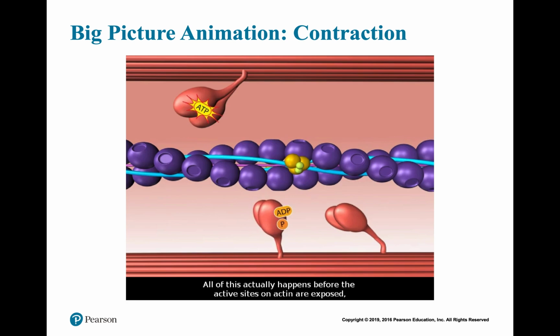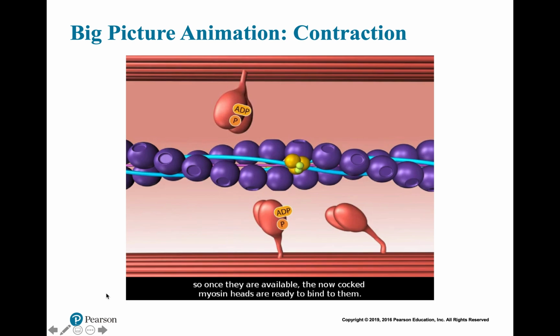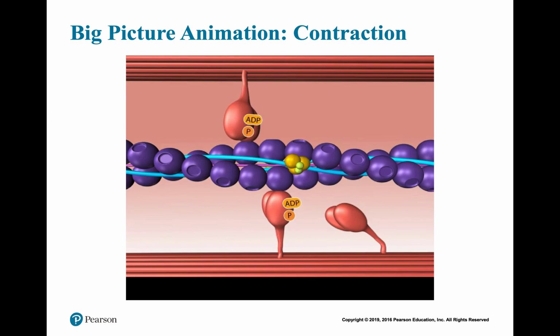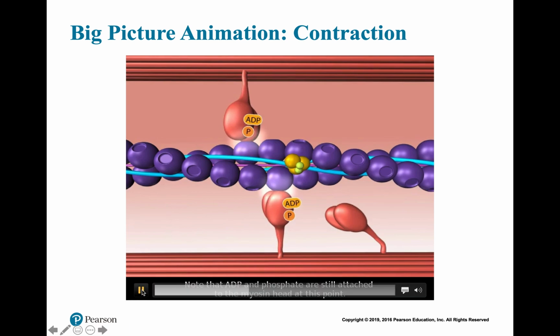It uses the energy released to assume a cocked position, much like a loaded spring. All of this actually happens before the active sites on actin are exposed, so once they are available, the now cocked myosin heads are ready to bind to them. Next, a cocked myosin head binds to an active site on actin, forming a structure known as a crossbridge. Note that ADP and phosphate are still attached to the myosin head at this point.